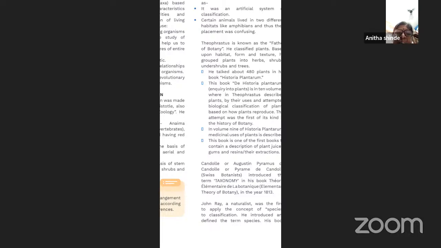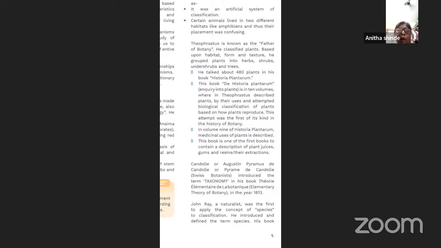Okay. Now, next, another scientist by name Candolle, or Augustine Pyramus de Candolle, or Pyramus. So he is called by three different names. You can just call him Candolle. He introduced the term taxonomy in his book, which is called the Elementary Theory of Botany. So he also stressed more on the botany side, in the year 1813.